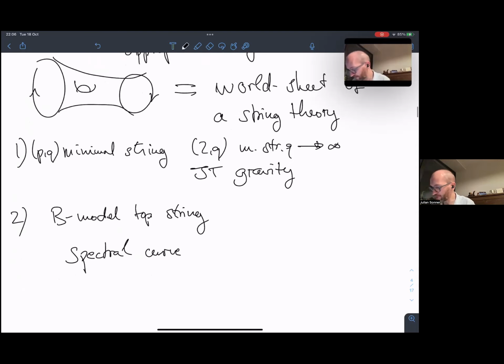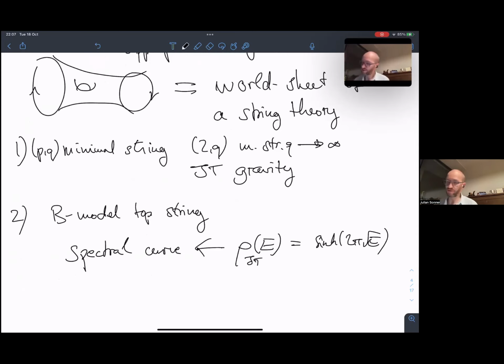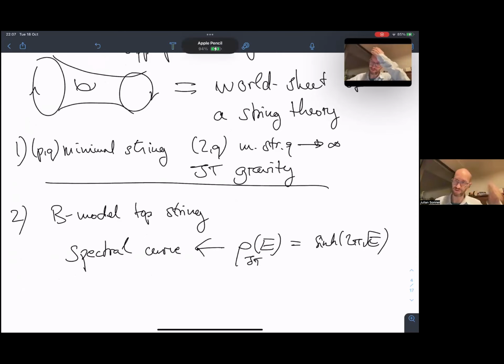And what we can do is feed into that spectral curve the spectral density of JT, which is this sinh of 2 pi square root E. So what I'm trying to tell you, Nima, is that we can actually design a string theory, and other people can also do it. And they come to equivalent results where they need to be equivalent. But the worldsheet of the string itself is the JT universe. So if we are the observer, we live on the worldsheet. We don't live in target space.